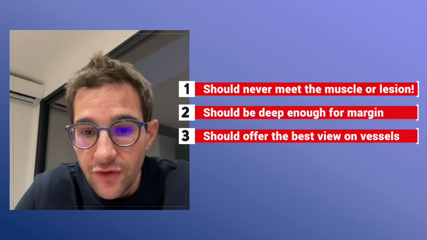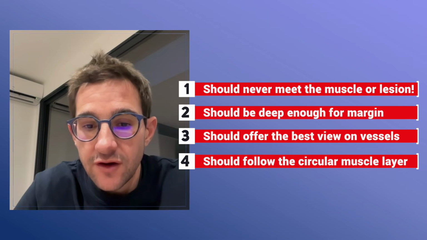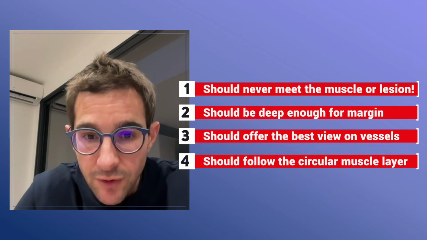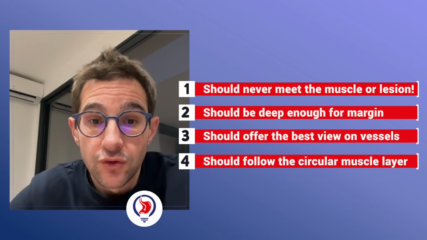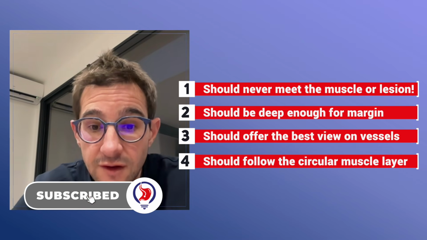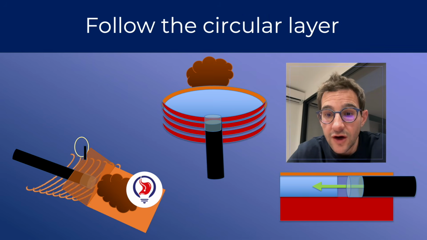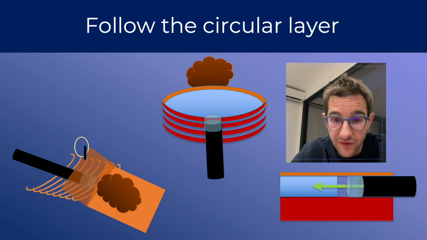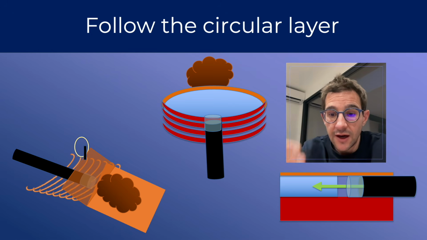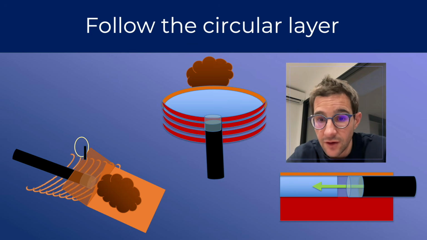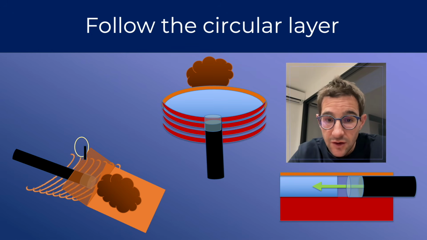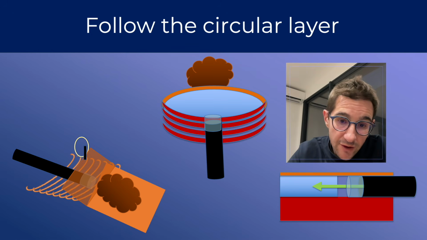Next, it should offer also the best view on the circular muscular layer. It's very important because in the submucosa you get lost if you don't see the muscle. But if you see the muscle, the organization of the muscle is perfect. I mean, the circular layer is perpendicular to the axis of the bowel. So if you see it, you will be able to know where you are going.